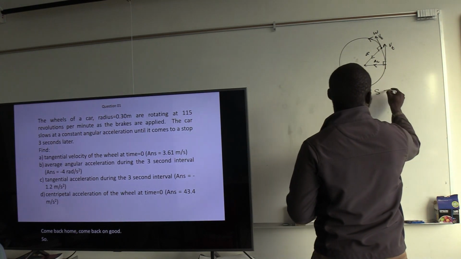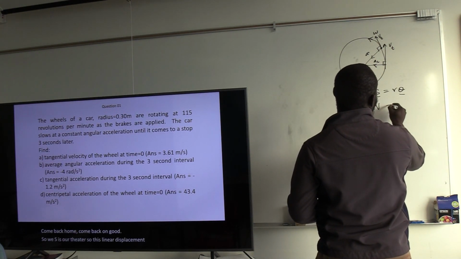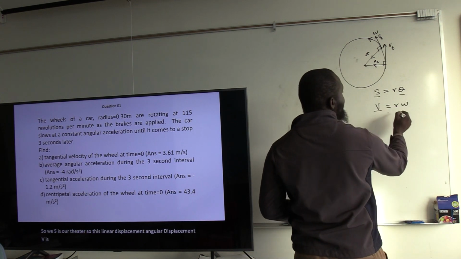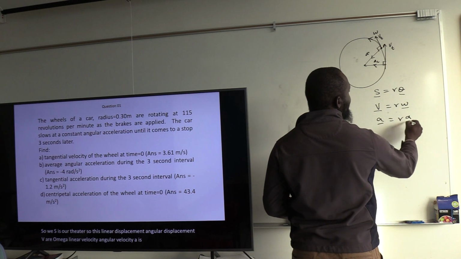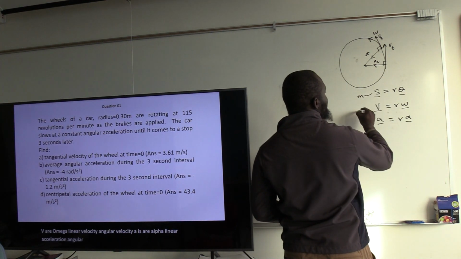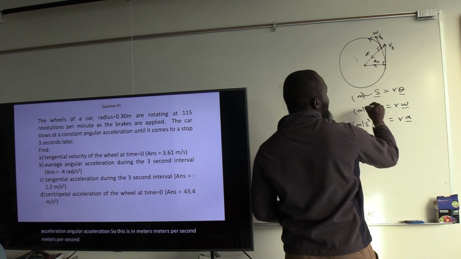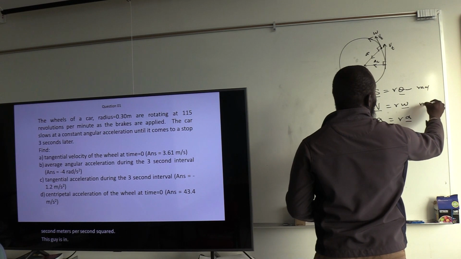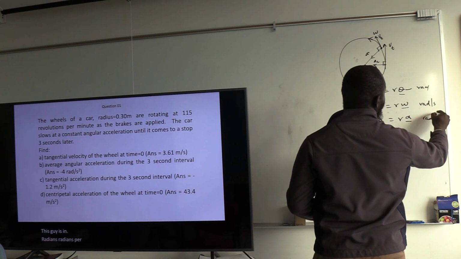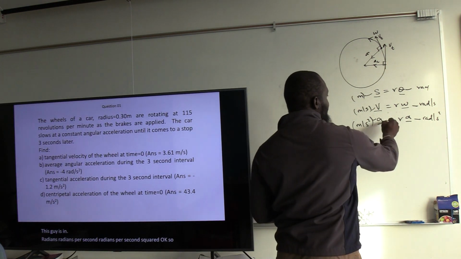So we know S is r theta, linear displacement and angular displacement. V is r omega, linear velocity and angular velocity. A is r alpha, linear acceleration and angular acceleration. So this is in meters per second squared, and this is in radians per second squared. This acceleration is the tangential acceleration.